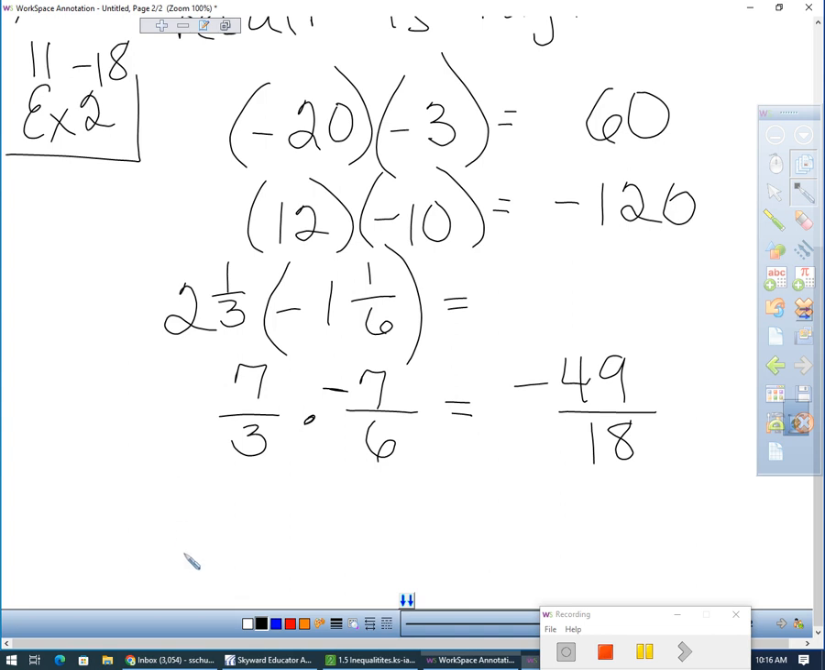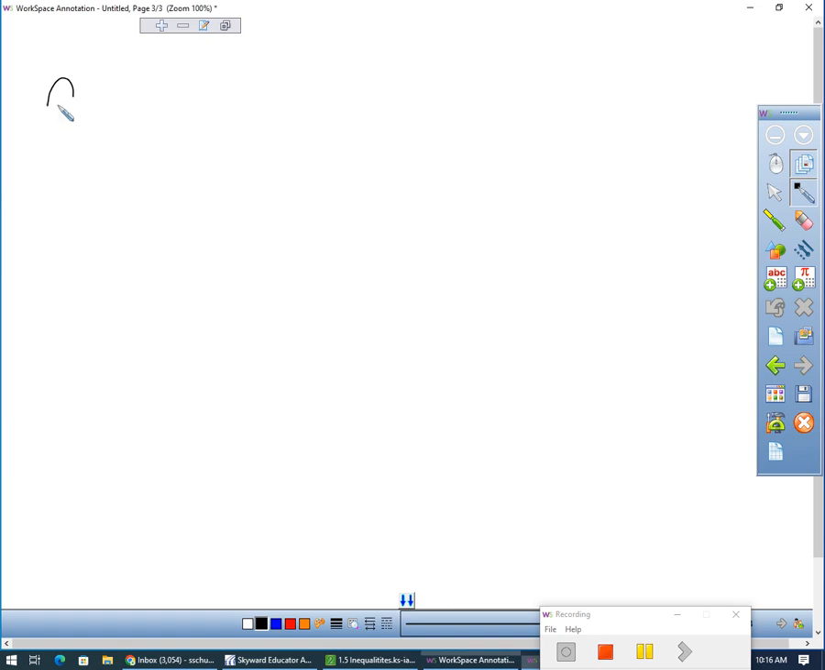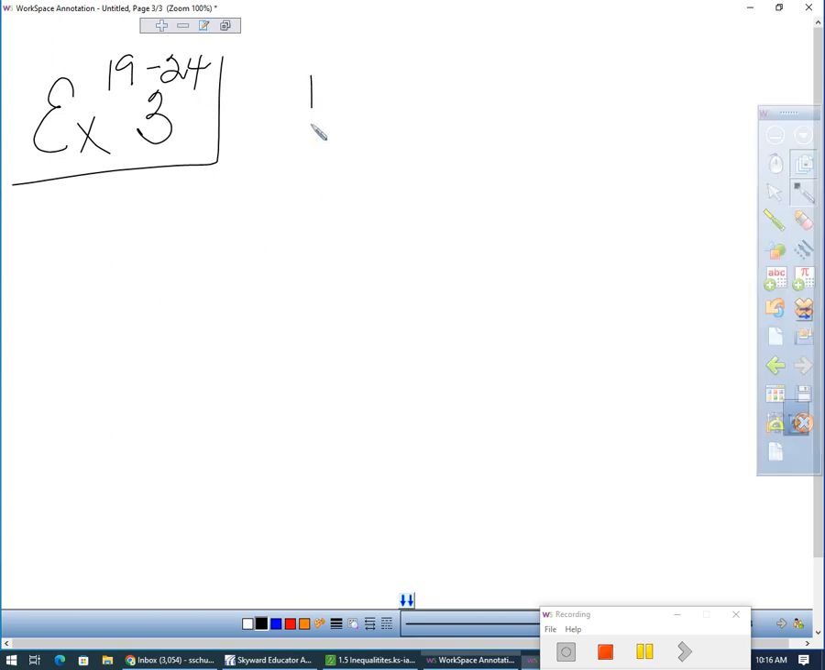All right. Example number 3. It's going to be the rest of it, 19 to 24. We're going to divide. Now, you guys have seen how we normally do it, but I always say that a fraction is nothing more than a division problem. So we're going to write our division problems a little bit different today. So first of all, let's say I have 14 divided by negative 2. Right? That's just a fraction. It's just a division problem.